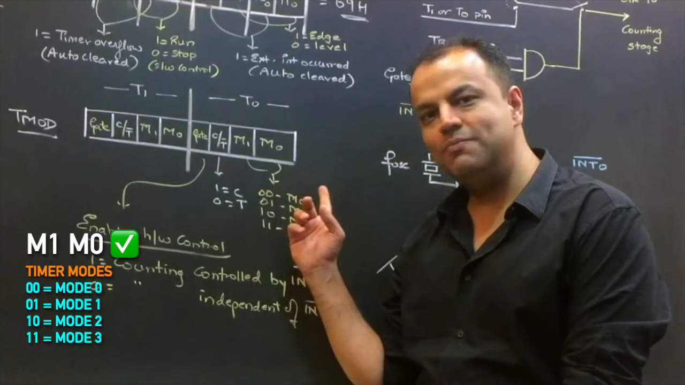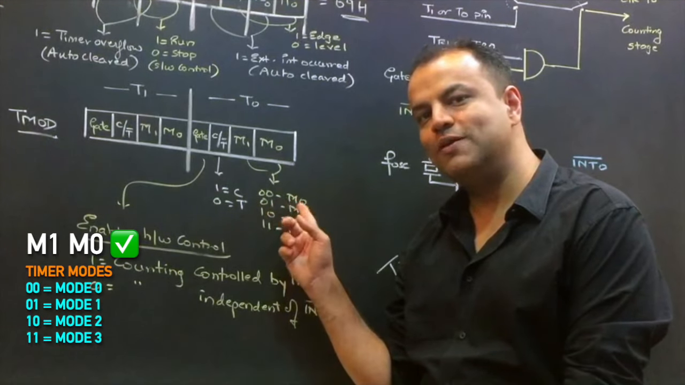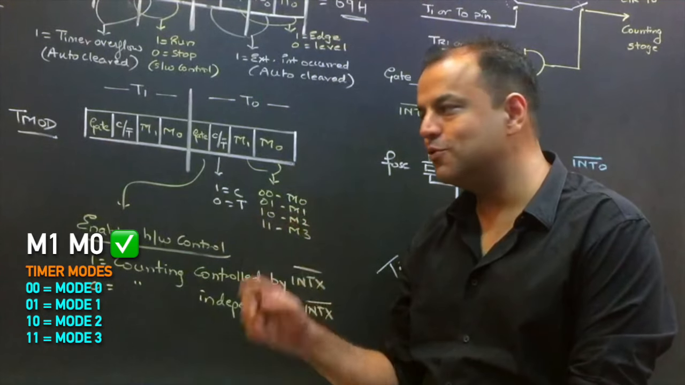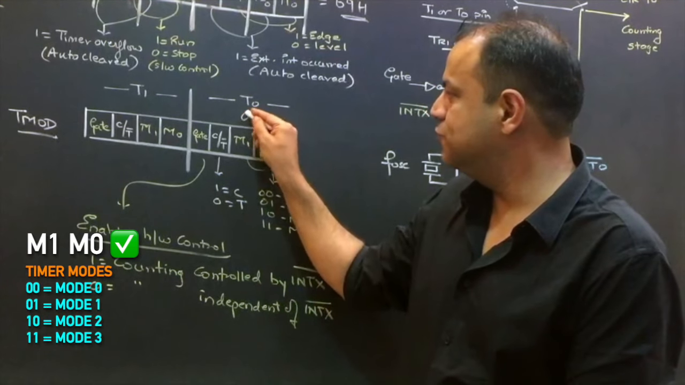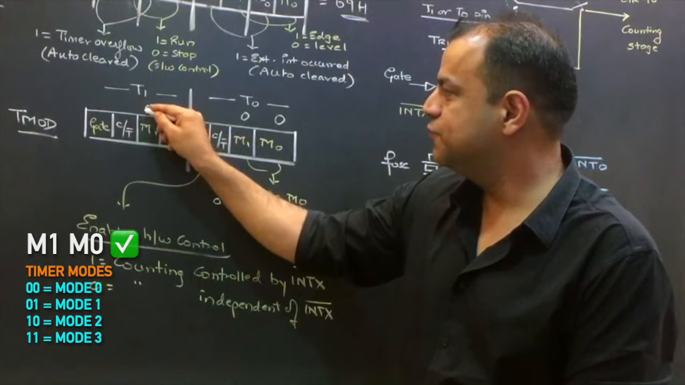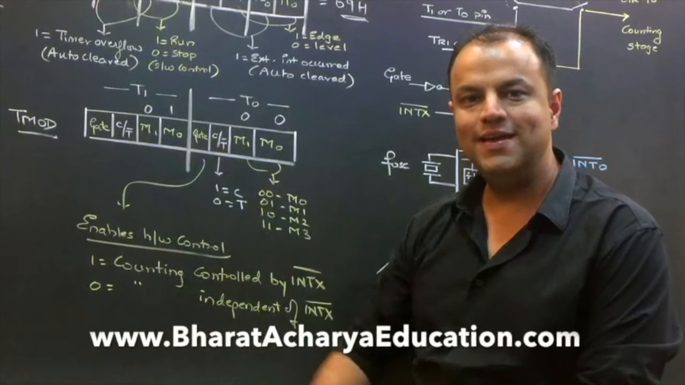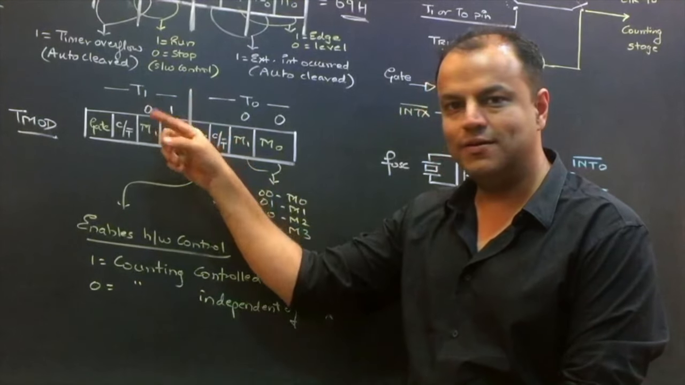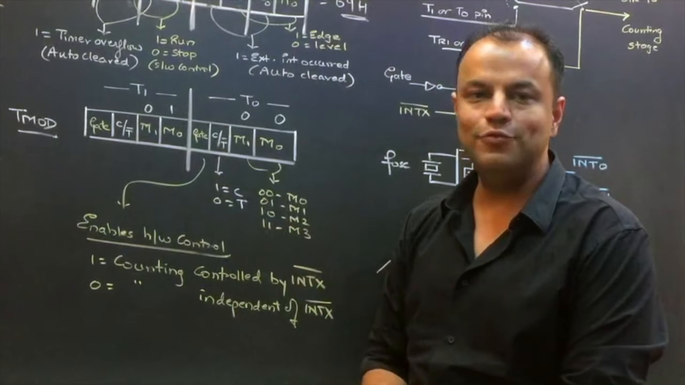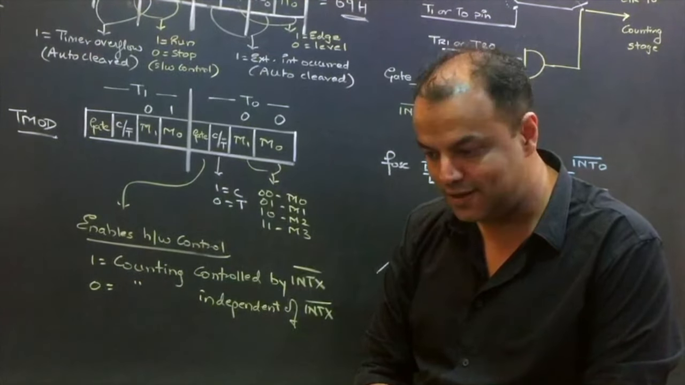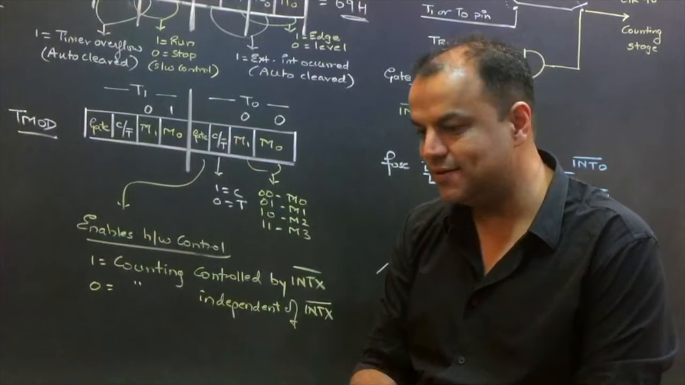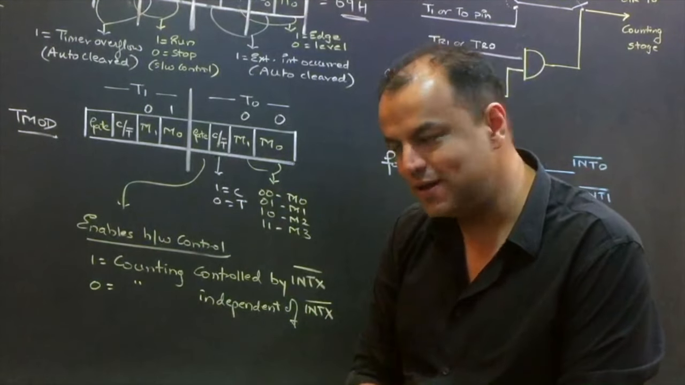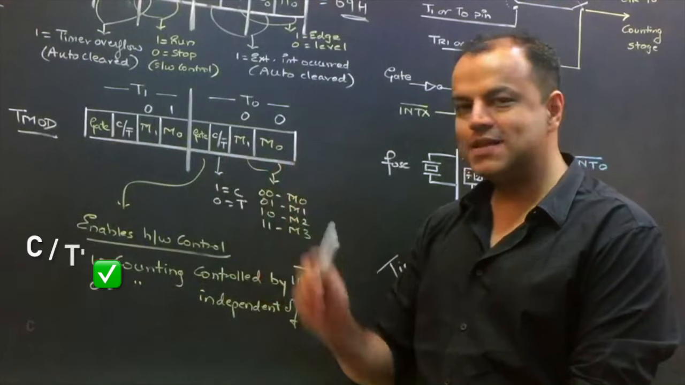So 0, 0 will make the timer work in mode 0. 0, 1 for mode 1, 1, 0 for mode 2, 1, 1 for mode 3. Suppose I have kept these 2 bits as 0, 0, and these 2 bits as 0, 1. I'm saying timer 0 is in mode 0, timer 1 is in mode 1. Do they have to be in the same modes? No. Can they be? Yes. What one timer does, the other timer has nothing to do with it. Are you clear?